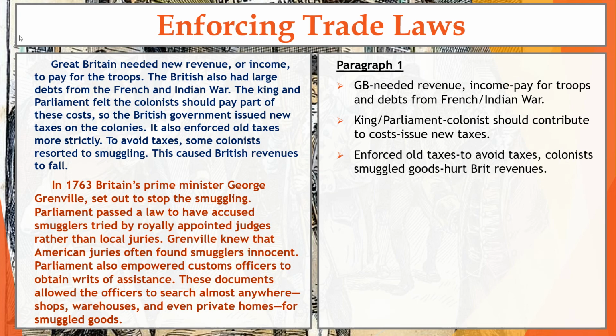Grenville knew that American juries often found smugglers innocent. How about that? Parliament also empowered customs officers to obtain writs of assistance. These documents allowed the officers to search almost anywhere: shops, warehouses, even private homes, for smuggled goods. Again, bells and whistles going off all over the place.